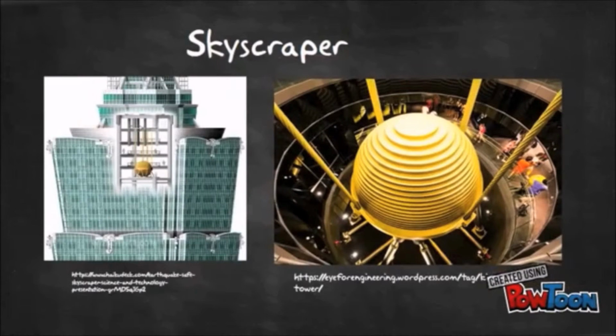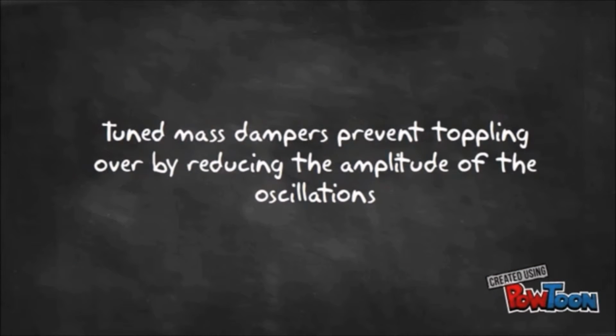Another application can be seen in skyscrapers. Winds and natural causes like earthquakes cause buildings to oscillate. To prevent them from toppling over, these buildings have things called mass dampers inside them. These are used to help reduce the size of the oscillations and return the skyscraper back to equilibrium.